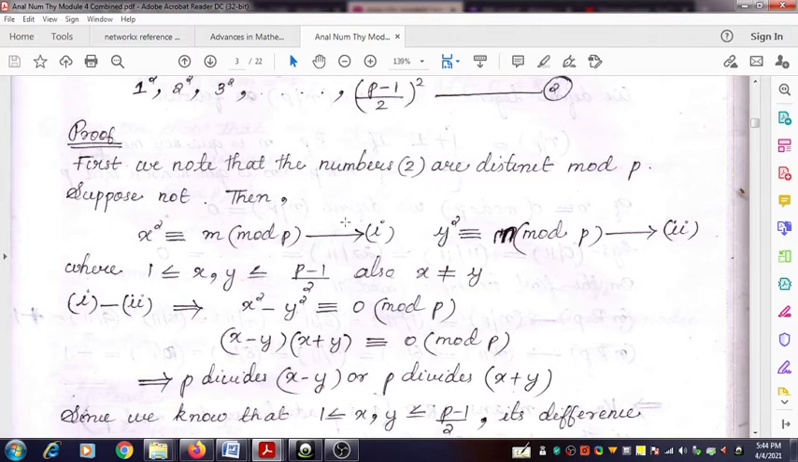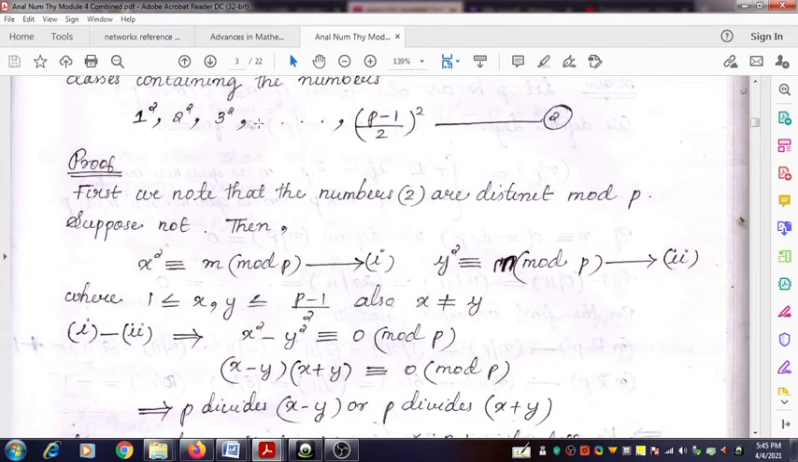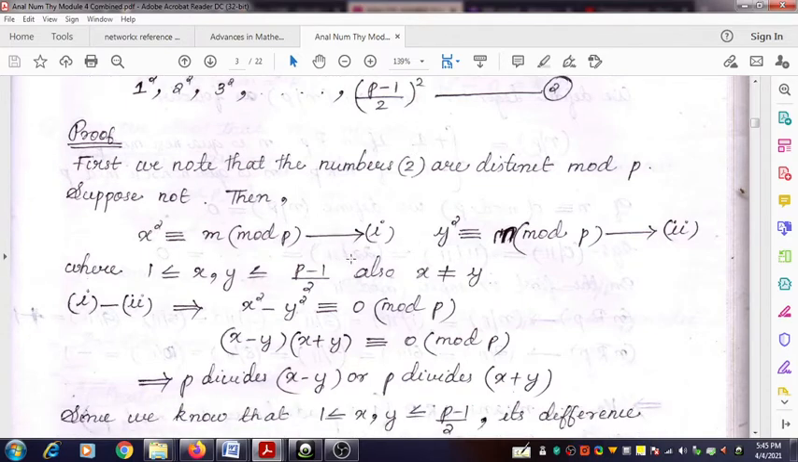As a mathematical expression, you are considering two numbers here in the list. First x square: when x square is divided by p, we get m as the remainder. Then another number y square, a different number, when divided by p, gives the same remainder. So we are assuming the remainders are the same, so we take the same number m in both cases. These are numbered 1 and 2.